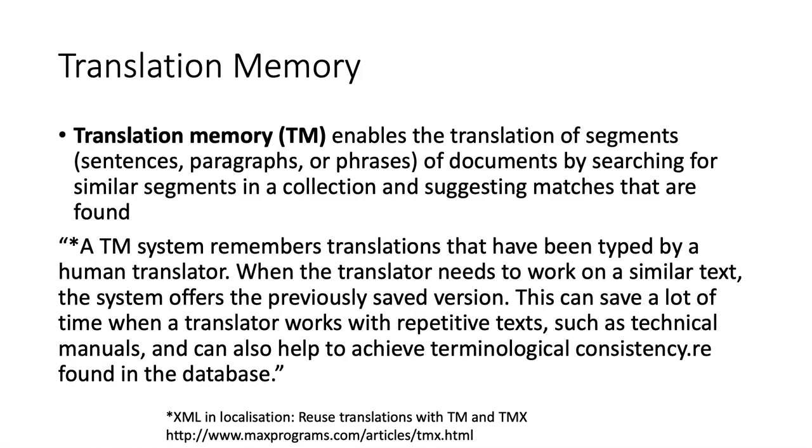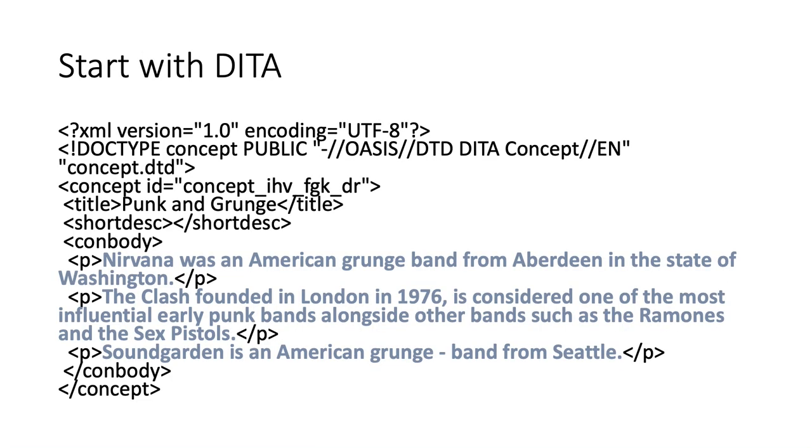A translation memory system remembers translations that have been typed by a human translator. When the translator needs to work on a similar text, the system offers the previously saved version. This can save a lot of time when a translator works with repetitive text, such as technical manuals, and it also helps to achieve terminological consistency found in the database. Okay, so that URL is where you can find that quote.